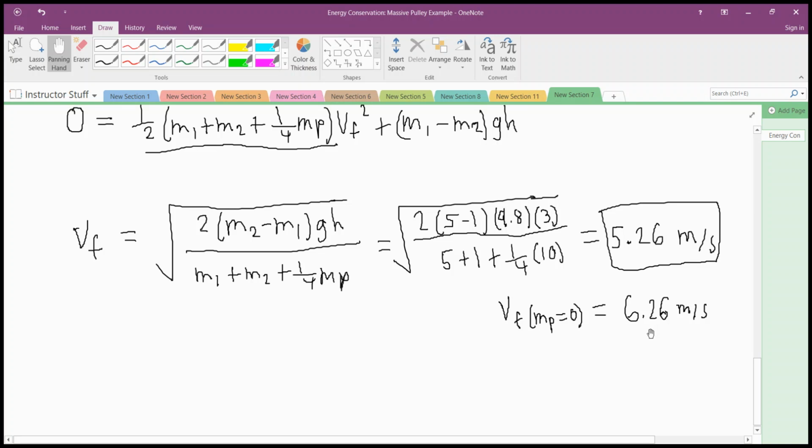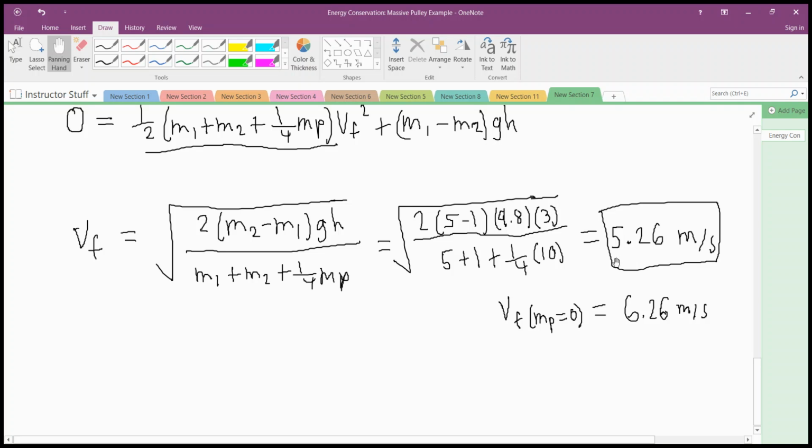This makes sense because once the pulley has mass to it, it takes some energy to turn it. So some energy is taken away from the system and put into turning the pulley, which means there's less energy in the kinetic energy of the blocks, resulting in a smaller velocity at the end.